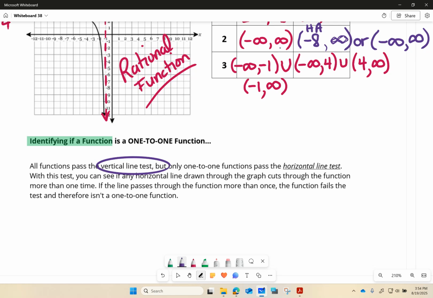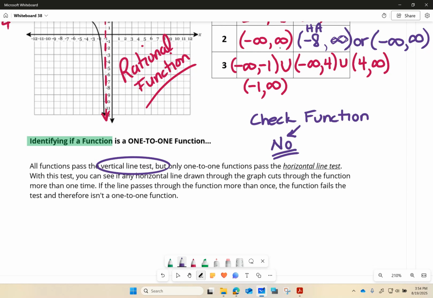If you're going to check to see if it's a function or not, and you answer no, you are done. There's nothing else to do. You cannot check for one-to-one-ness when the answer is no, okay?